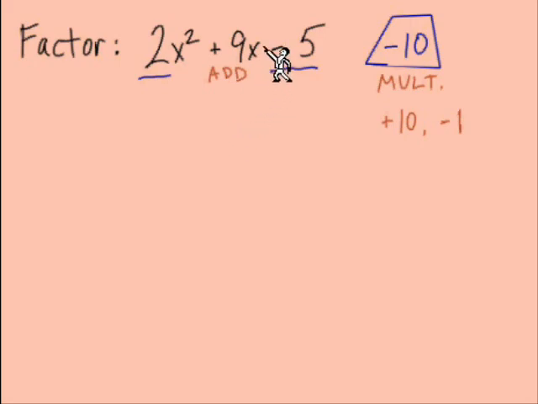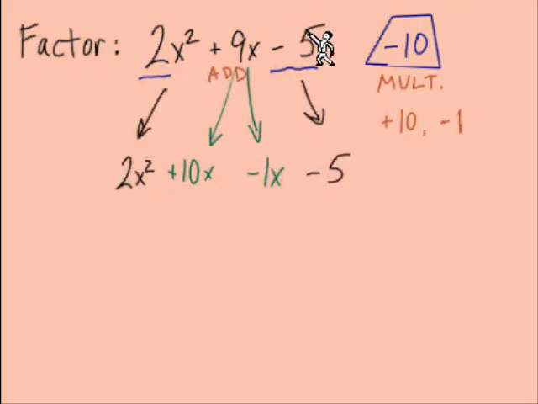So third step is to split up that middle term, that positive 9x, into two terms using these numbers, positive 10x and negative 1x. And a quick check that if we combine those, it would equal positive 9x. So we're doing legitimate moves. We're going to bring down 2x squared and the negative 5. And the problem now is factor by grouping.